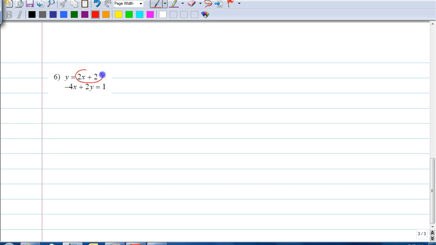Okay, so let's see how you did here. So we put this 2x plus 2 in here for y. So it's going to be negative 4x plus 2 times 2x plus 2 equals 1. Distribute the 2 through. So I get negative 4x plus 4 equals 1. These cancel out. You're left with a false statement. So there's no solution here.